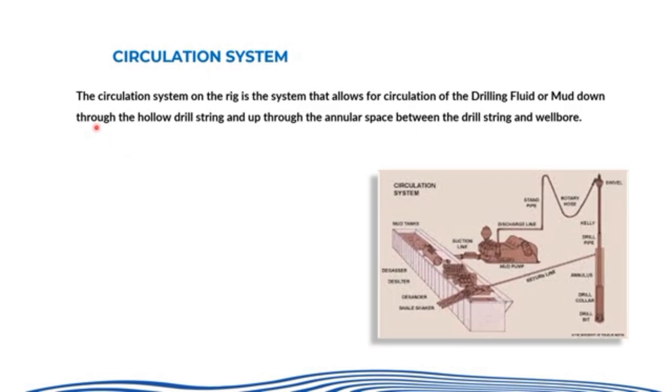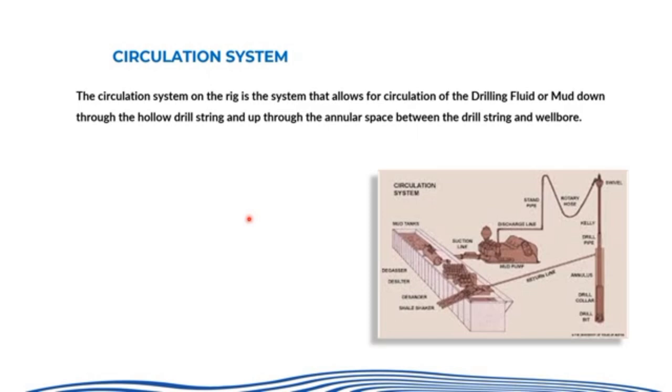So let's see the circulation system. The circulation system on a rig is the system that allows the circulation of the drilling mud or drilling fluid, both are the same thing, down through the hollow drill string and up through the annular space between the drill string and the wellbore. So the circulation system means how the drilling mud goes down to the bottom of the well and comes back to the surface. This complete process is called the circulation system.